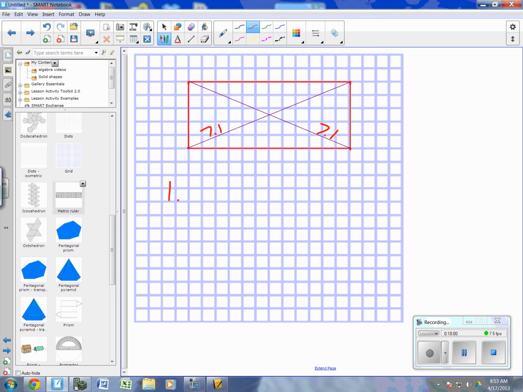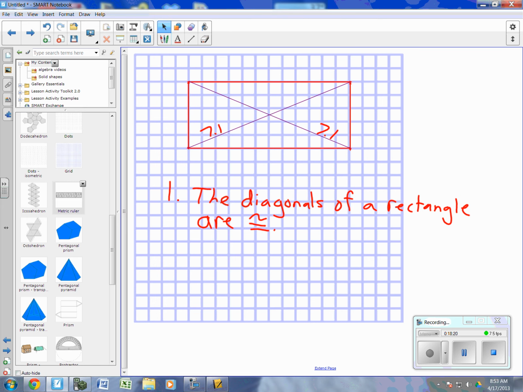Okay, number one, the diagonals of a rectangle are what? Congruent. Okay? The diagonals of a rectangle are congruent.